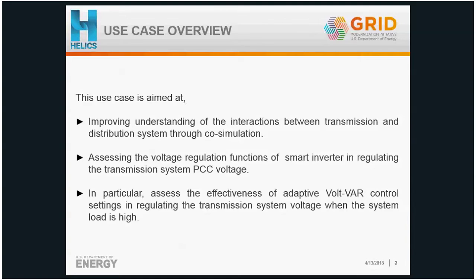All right. So this use case is aimed at improving the understanding of interactions between transmission and distribution system through co-simulation. Specifically, we want to look at the voltage regulation function of smart inverter in regulating the transmission system PCC voltage. One of the recommendations of the smart inverter working group is that a DSO should be able to adaptively change the Volt-VAR controls on the smart inverter, right? So that is one of the schemes that we want to study using this framework.